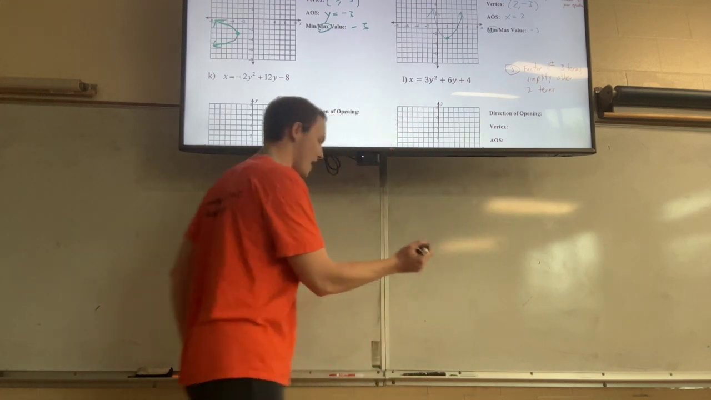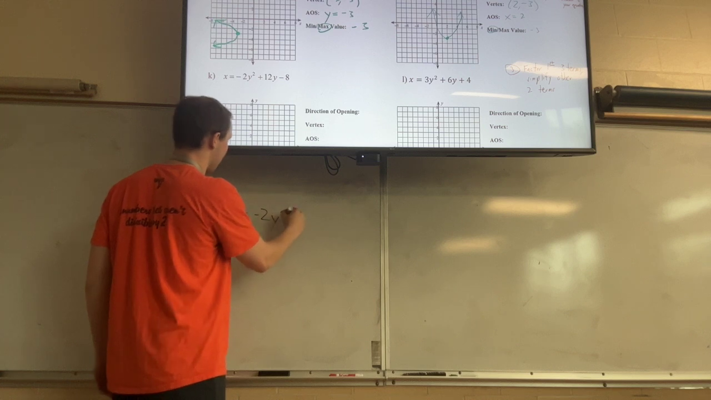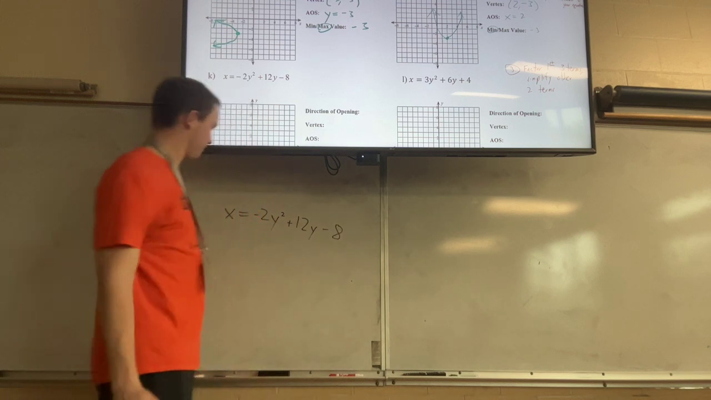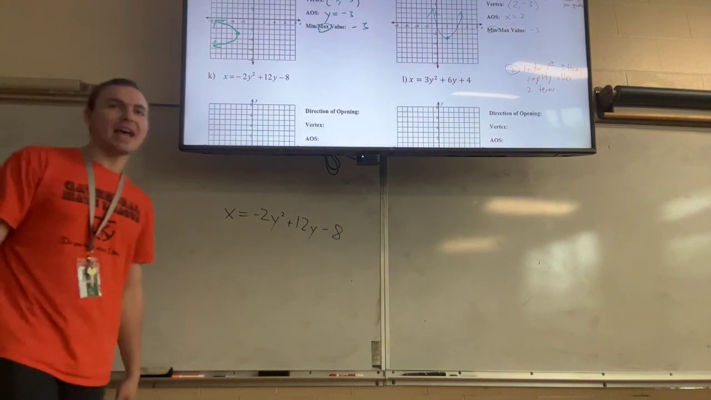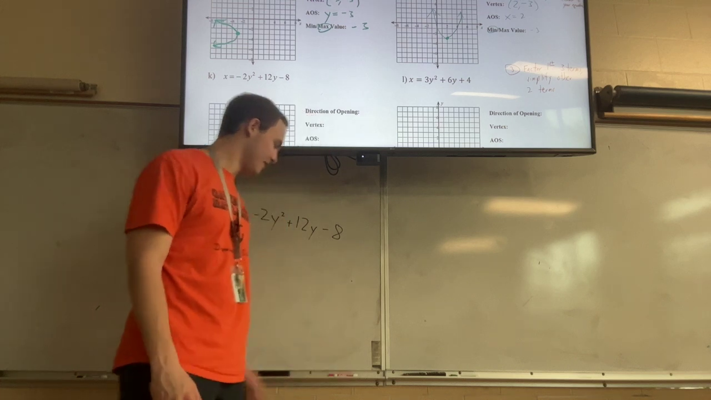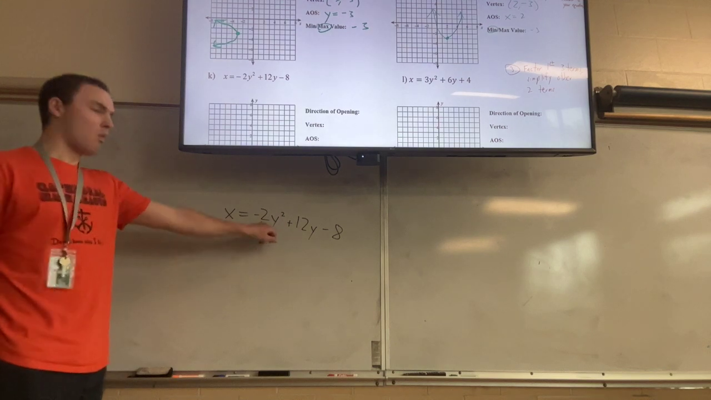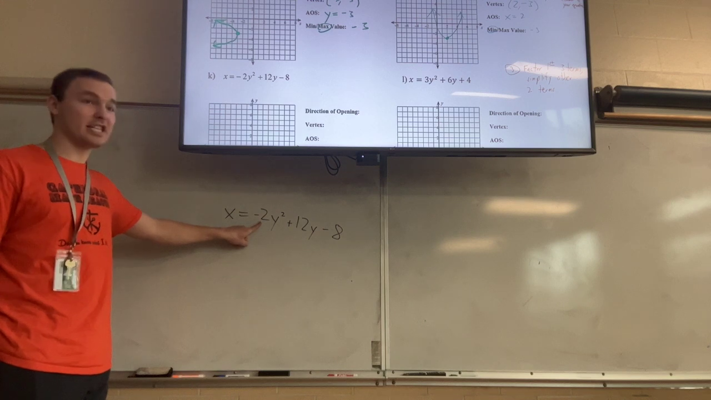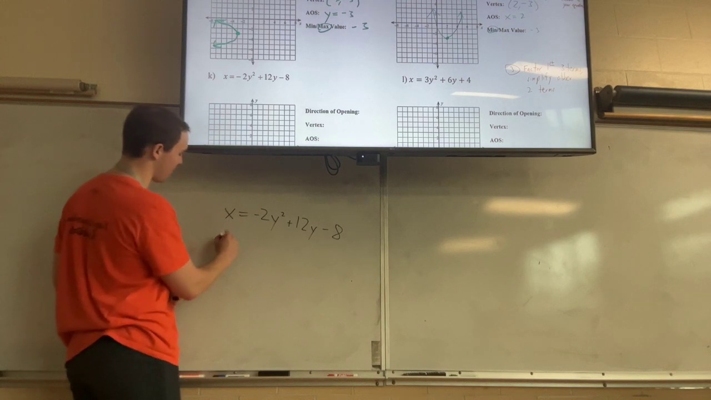So I have x equals negative 2y squared plus 12y minus 8. This one's a pain. What do I do first? I need this lead coefficient to be 1, right? Right now it's negative 2. So what do I do with that negative 2?